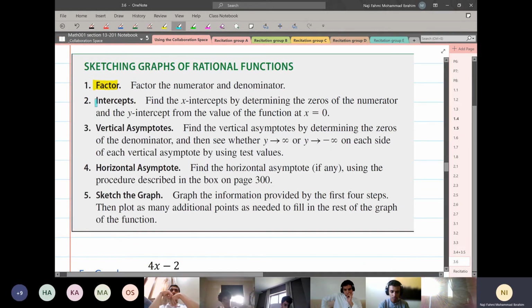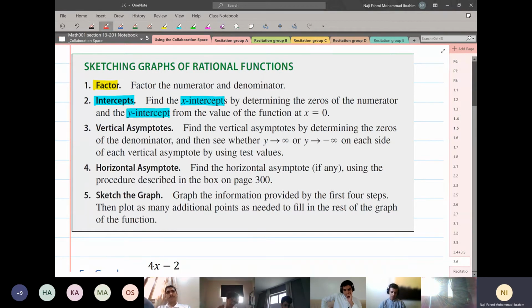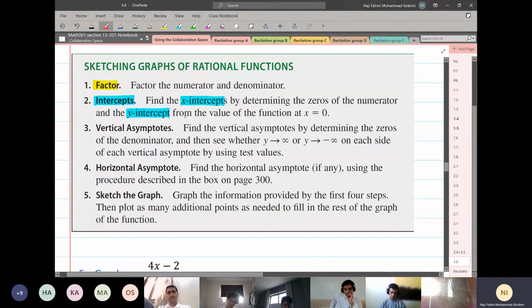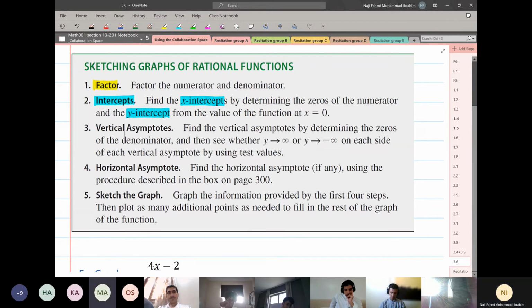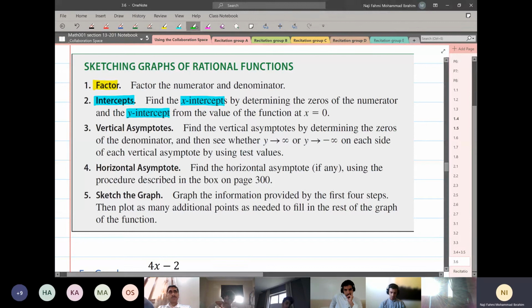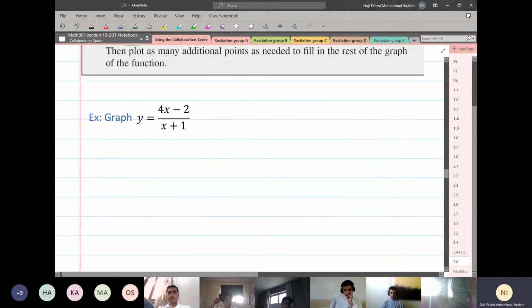The second thing we'll do is to find the intercepts, which are the x-intercept and the y-intercept. And we have to remember, for the x-intercept, we replace y by 0. And for the y-intercept, we replace x by 0. Now, the next step is to find the vertical asymptotes, then the horizontal asymptotes, then we sketch our graph. Let's take an example of how to do this. Look at this example. It says graph.